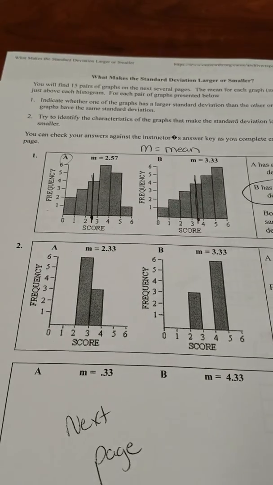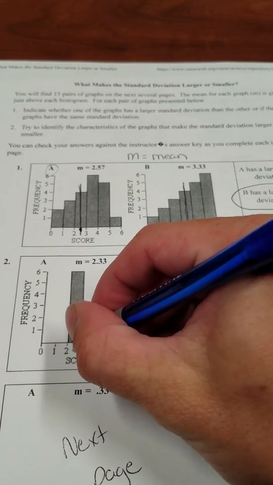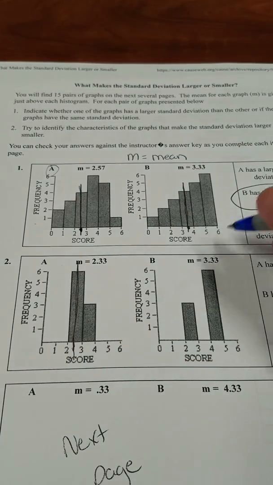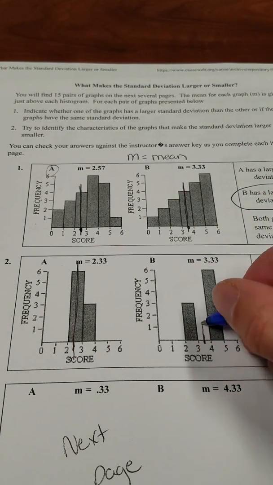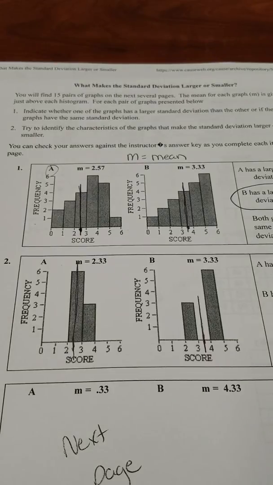Okay, let's look at the next set of data. It's telling me my mean is 2.33. So right there, mean is 3.33, right there. I want you to take a second and kind of think which one's going to have a smaller standard deviation.